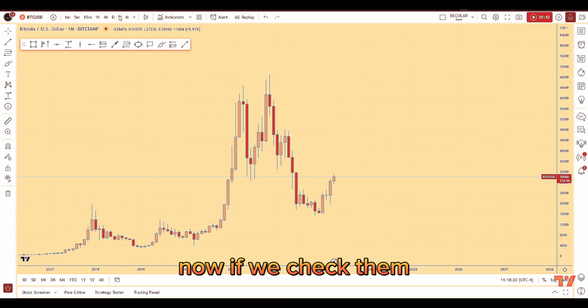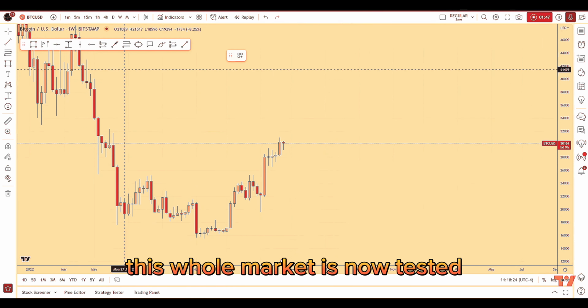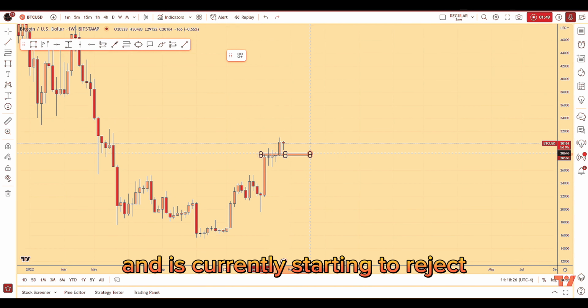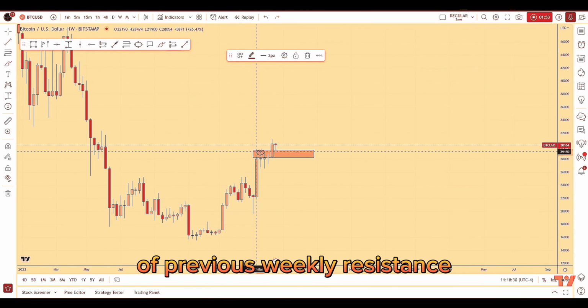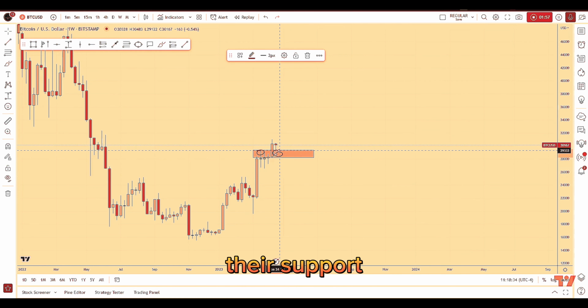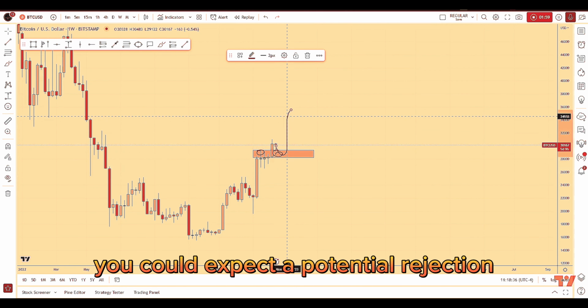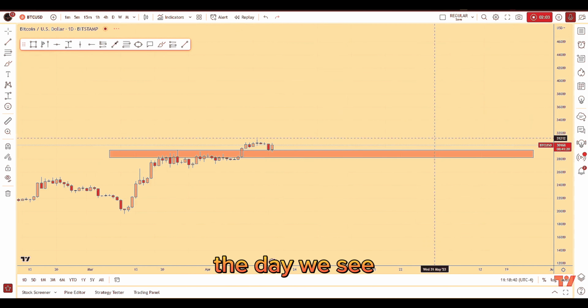Now, if we drop down to the weekly time frame, what do we see? From a weekly perspective, we can notice how the market has now tested and is currently starting to reject a quite strong area of previous weekly resistance, which is now turned support. Now, as the market is testing previous resistance turned support, we could expect a potential rejection to the upside away from this zone. Going down to the daily, what do we see?